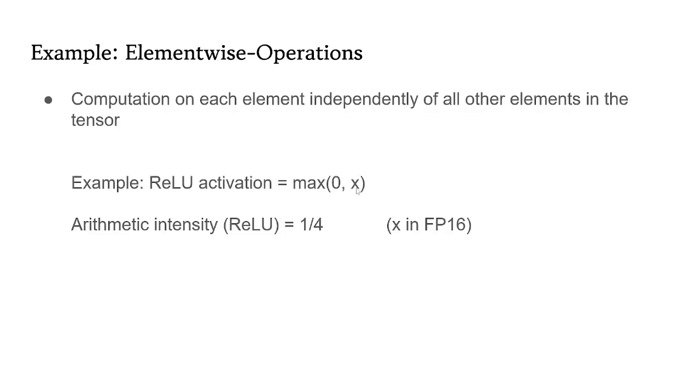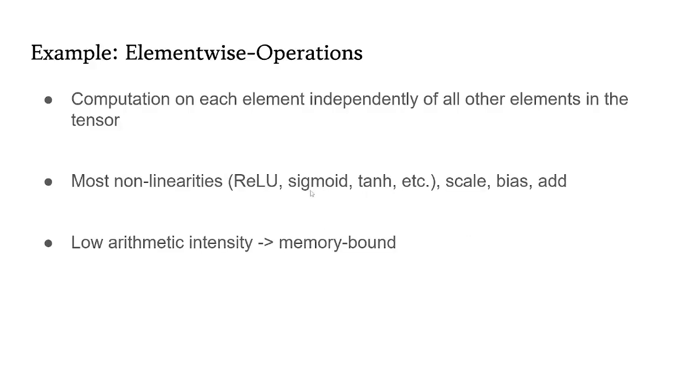I've read 2 bytes for X from memory, and 2 bytes I have written, which is the output. So the arithmetic intensity is 1/4, which is quite low. And this also holds for other kinds of non-linearities occurring in neural networks, be they sigmoid or tanh, be they scaling operation or bias, and so on. And all of these are characterized by low arithmetic intensity. And as a result, they tend to be memory-bound operations.